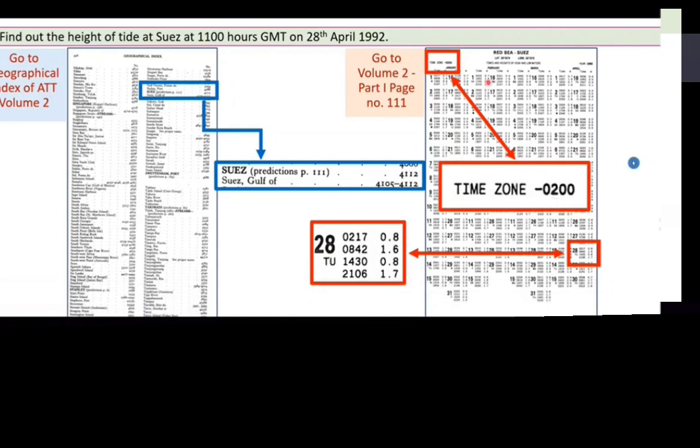Now, these times here would be in the Suez Standard Time, or the Egyptian Standard Time. And if we have to deal with GMT, we'll have to convert GMT into the standard time of Suez before we can continue with our calculations. So we just saw that the time zone for Suez is -2. Tide required is for 1100 hours GMT. So we'll have to convert GMT into Suez time.